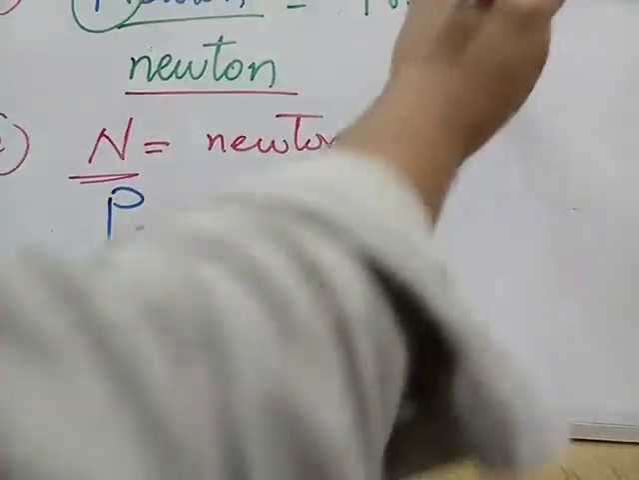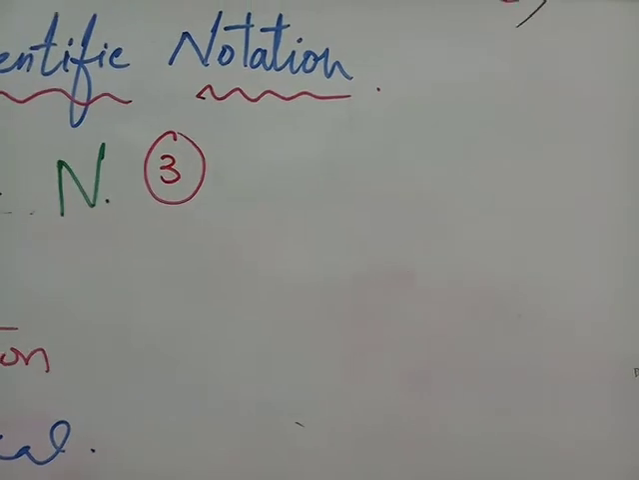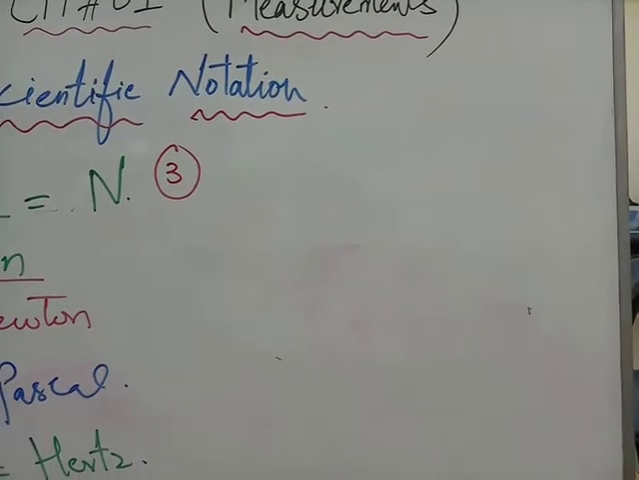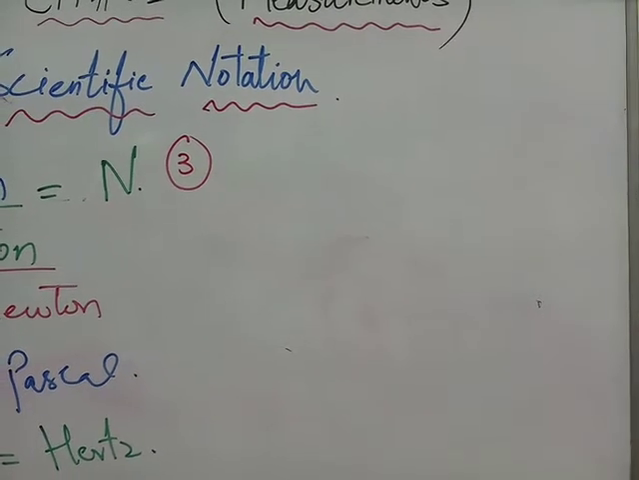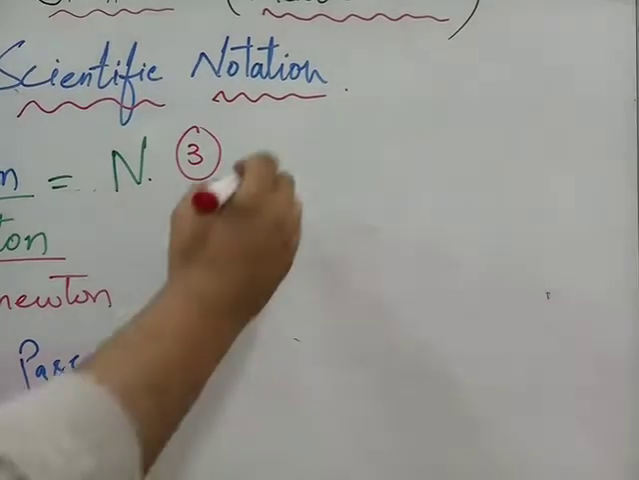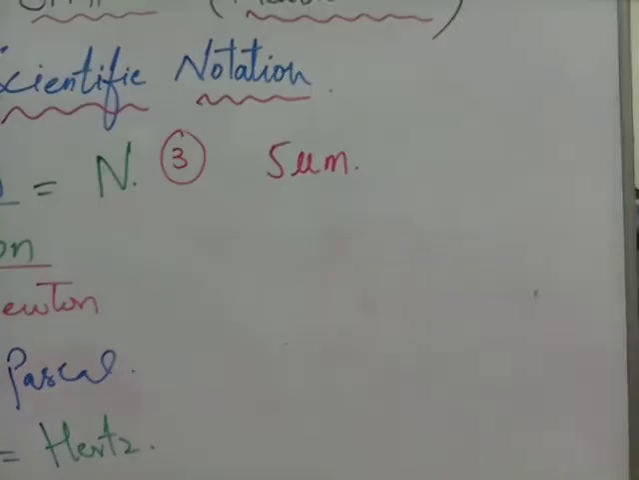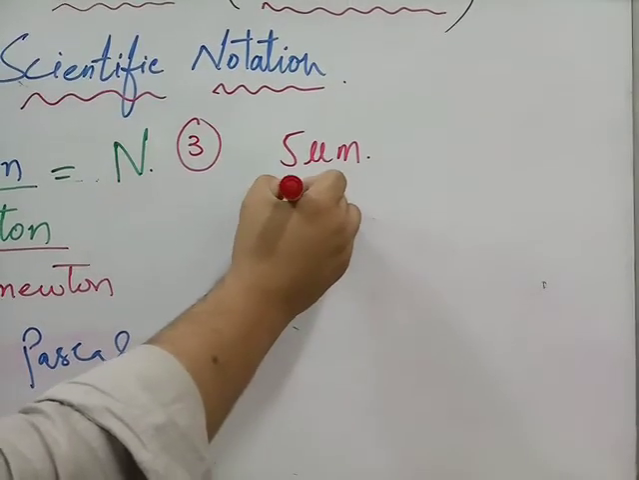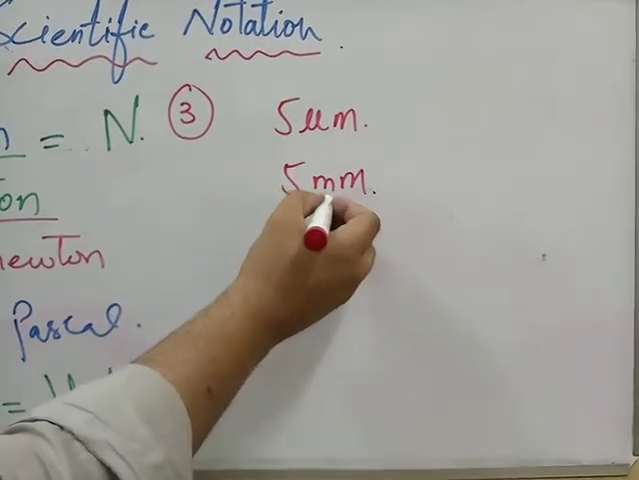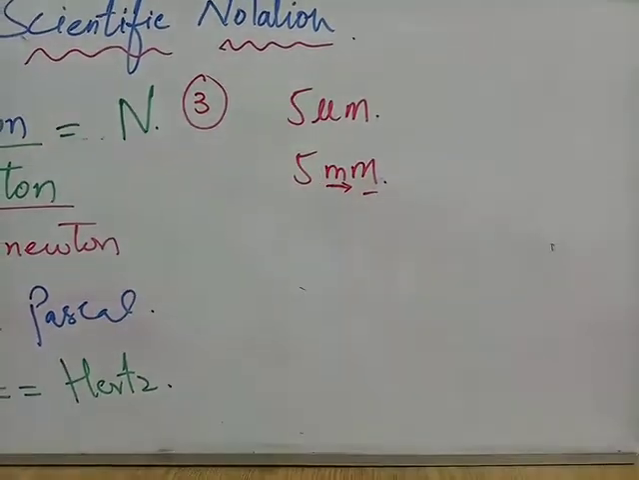The number 3: the prefixes micro, milli, pico are written before the unit, adjacent to the unit. Like I can say this is 5 micrometer or 5 millimeter. So the prefixes are written adjacent to the SI unit.